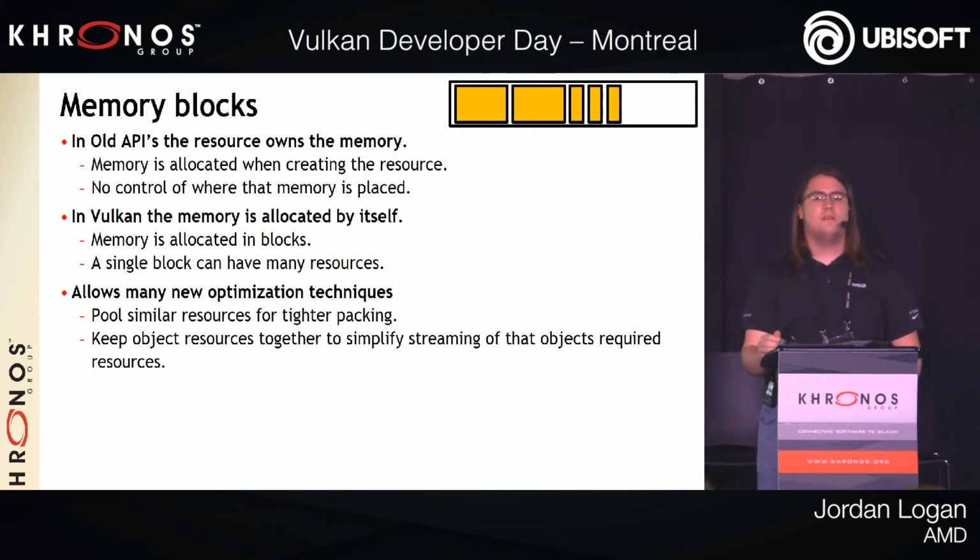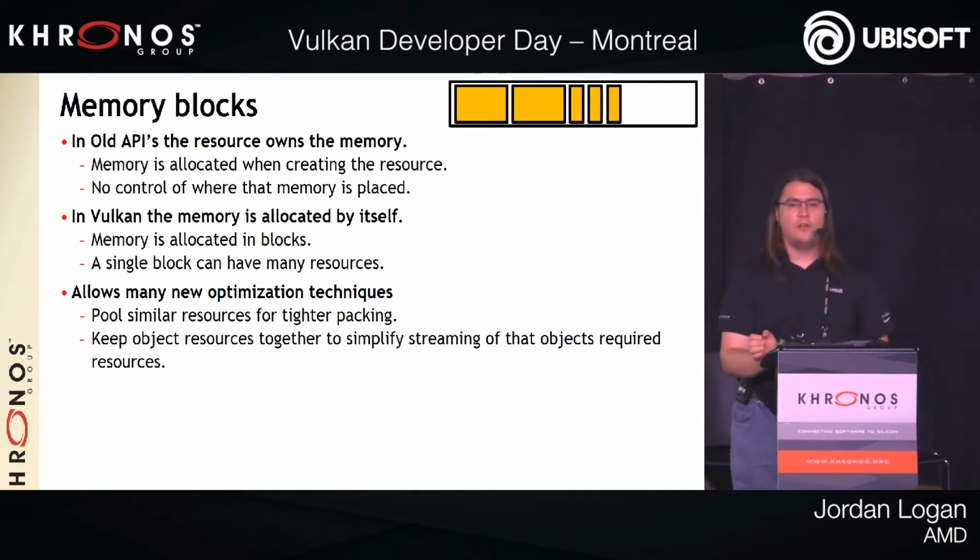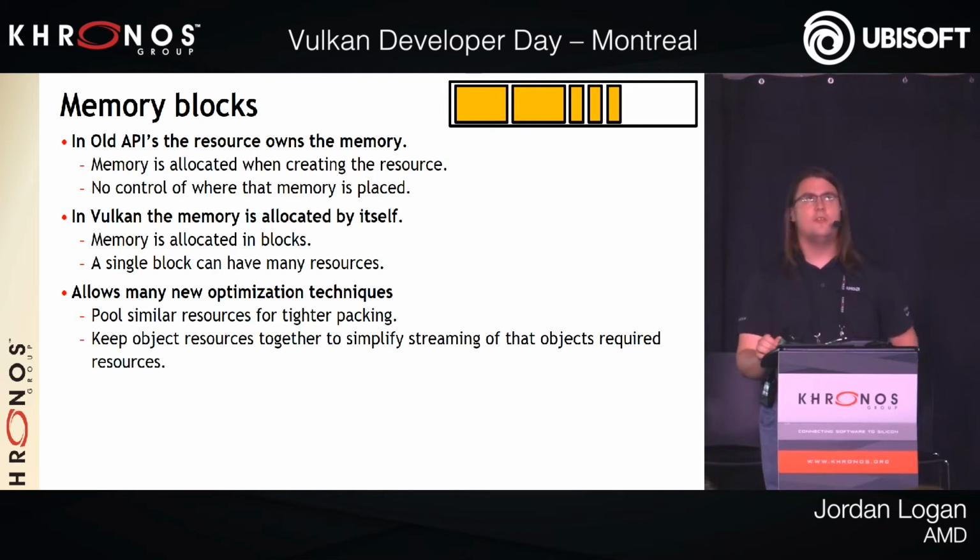First off, and just a quick overview of this, because this is very important, is that Vulkan allocates memory in memory blocks. In older APIs, the resource was the owner of the memory, and you could not control where you place your memory. But in Vulkan, you allocate the blocks yourself, and then you decide where the resources go in that. So a single memory block can actually have many resources in it. And this allows a lot of interesting techniques you can now add.